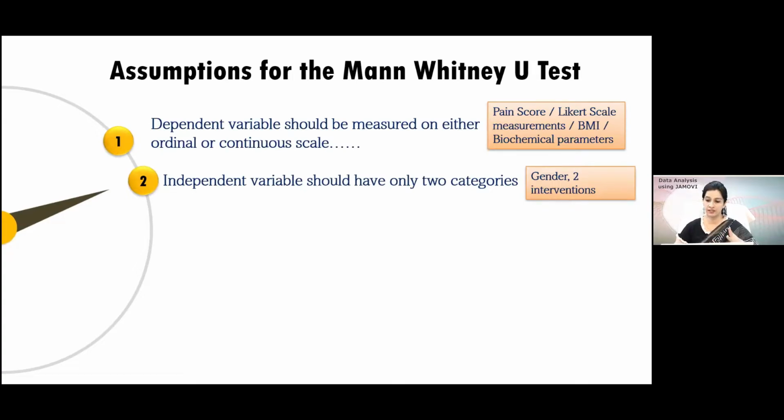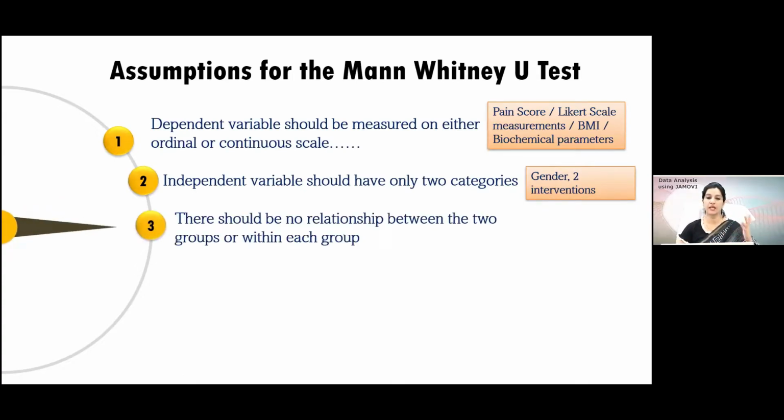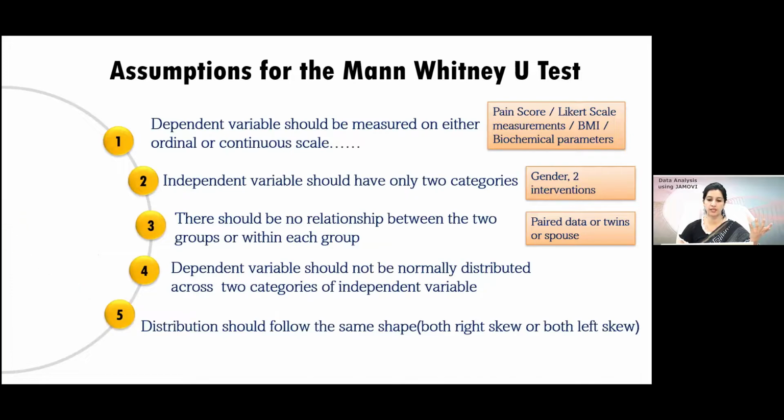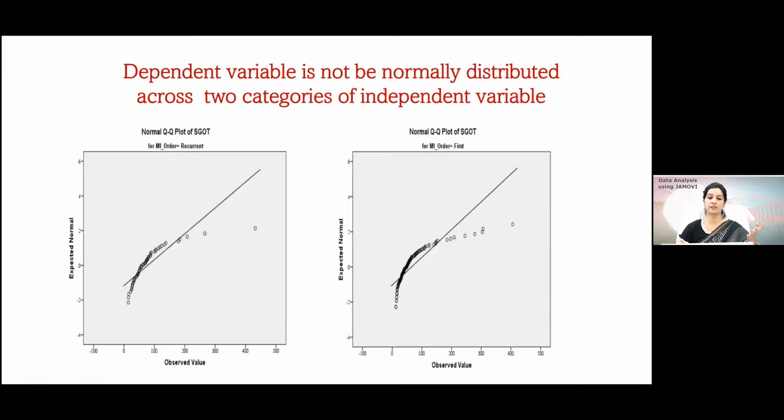The independent variable should have only two categories, and independence of observation is required here also. And in this case, the dependent variable need not be normally distributed across the two categories, and ideally the distribution should follow the same shape, maybe both right or left skew, but even if it is different, you can apply the Mann Whitney U test.